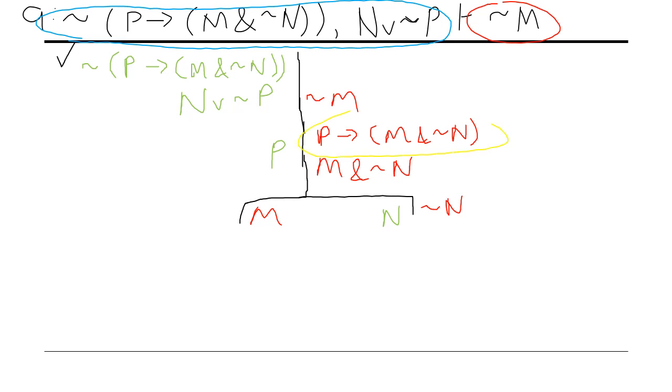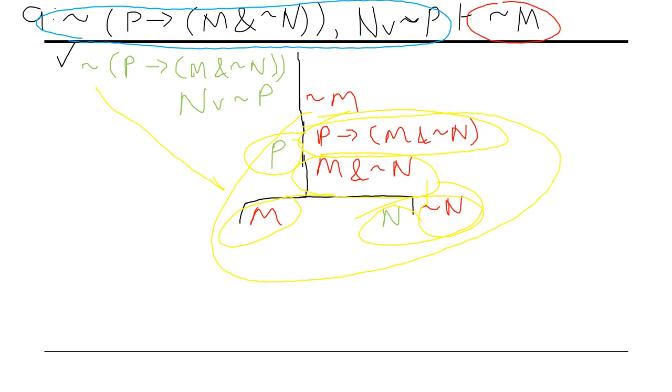So we got rid of the tilde first. Then we broke down our arrow. Then we broke down our ampersand. And then we just flipped our tilde across the way. So all of this is just us breaking down this one premise.